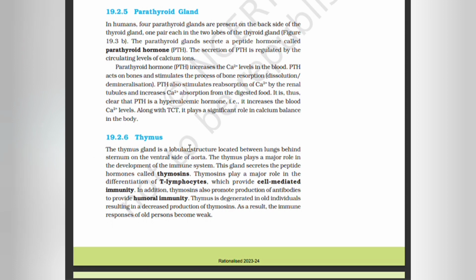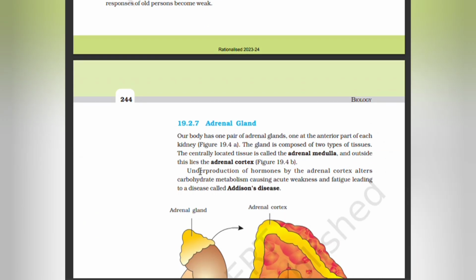Thymus. Thymus gland is a lobular structure located between the lungs, behind the sternum, on the ventral side of the aorta. Thymus plays a major role in the development of the immune system. This gland secretes the peptide hormone called thymosin. Thymosin plays a major role in the differentiation of T lymphocytes, which provide cell-mediated immunity. In addition, thymosins also promote production of antibodies to provide humoral immunity. Thymus degenerates in old individuals, resulting in a decreased production of thymosin. As a result, immune responses of old persons become weak.